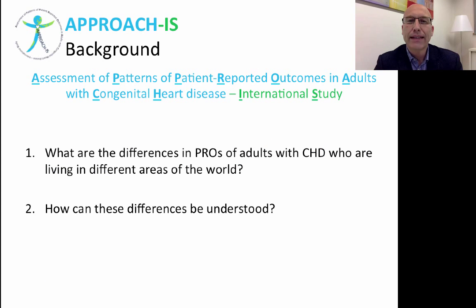Approach IS stands for Assessment of Patterns of Patient-Reported Outcomes in Adults with Congenital Heart Disease International Study. And the aims of this project are twofold. First, what are the differences in patient-reported outcomes of adults with congenital heart disease who are living in different areas of the world? And second, how can these differences be understood?